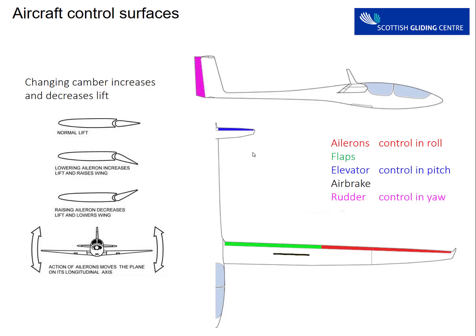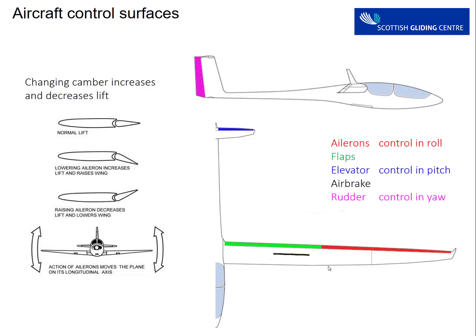For the elevator at the back, deflect the elevator down, it generates an upload and pushes the nose down; tilt the elevator up, and we generate a download which will push the nose up. And the same at the rudder at the back, deflect to the left and it will push the nose to the left, deflect to the right and it will push the nose to the right. And so we can control the aircraft in all three axes.